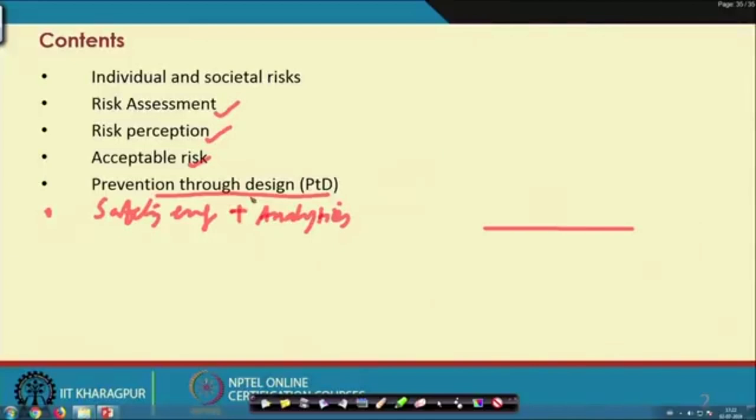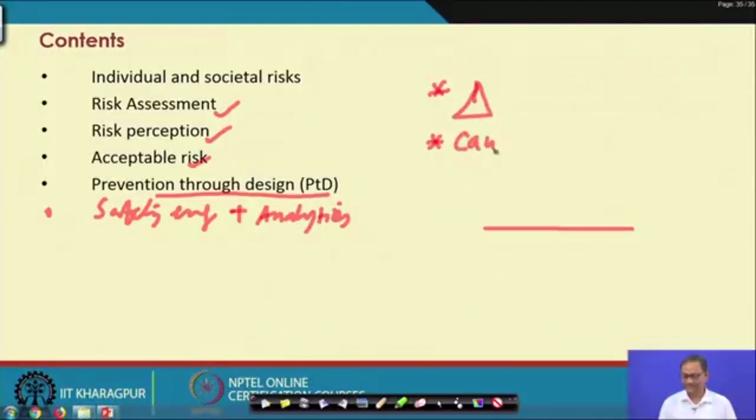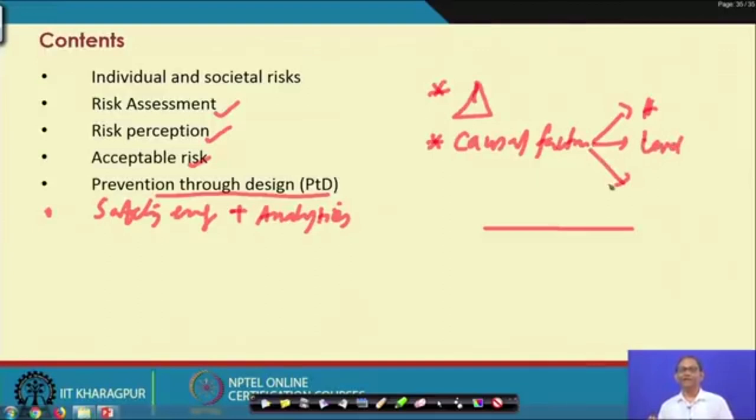You have seen that we started with some key definitions, then I gave you the hazard triangle, and then the causal factors, three levels of causal factors. One is at the hazard level, then level 2 where the system component, and again at level 3 the further breaking down into the failure mode level.